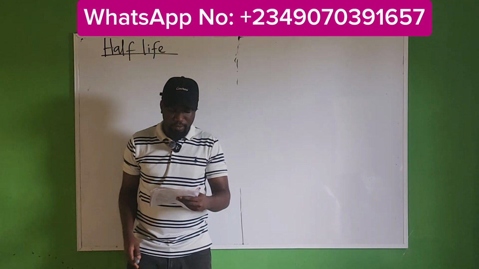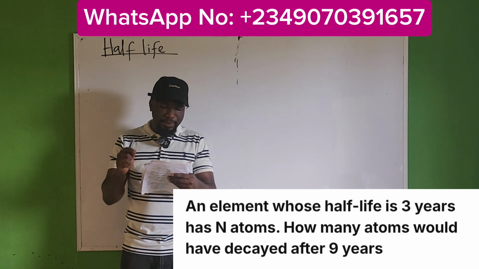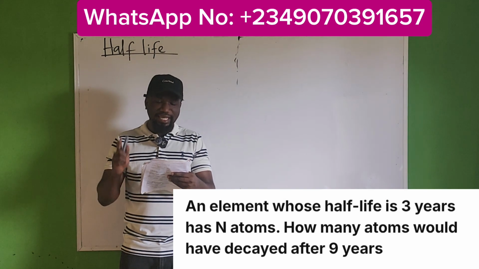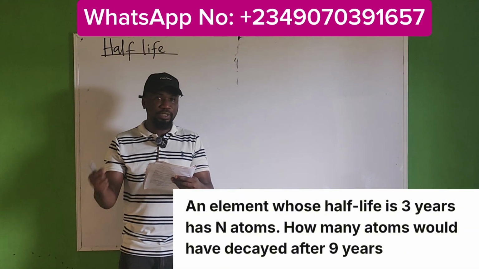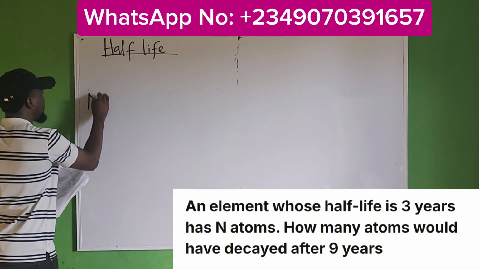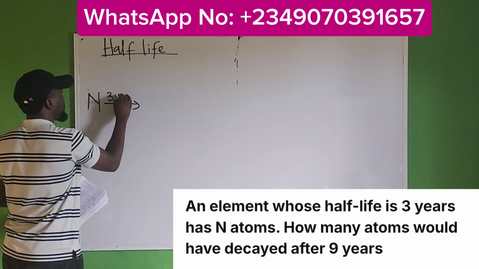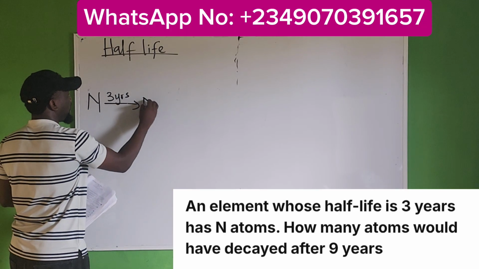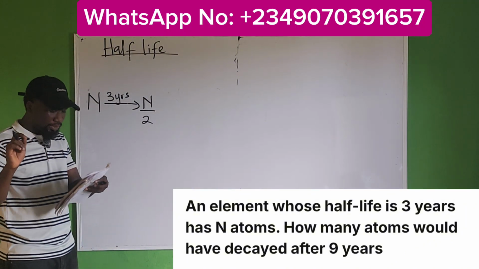Thank you very much. So the next question says, an element whose half-life is 3 years has n atoms. So the number of atoms of the radioactive element is n. So we have to use n. And the half-life is 3 years. So this is going to give us n over 2. So I've been able to express the first statement there.